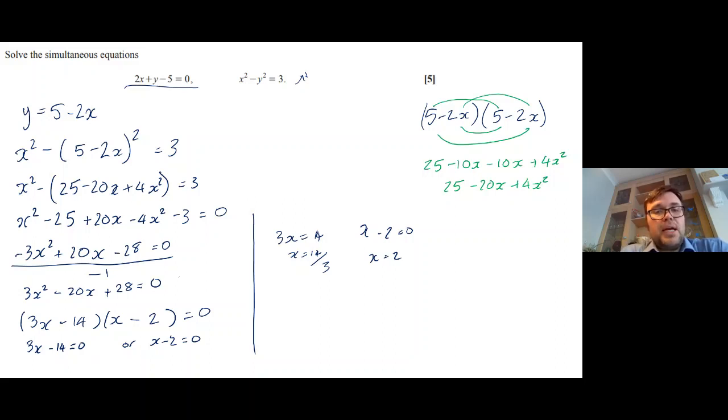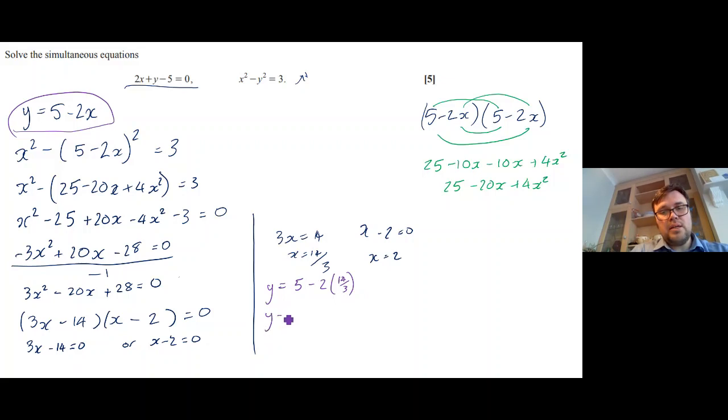Now we need to stick it back in to solve it for y. We have our x values and we have our y values. I'm going to change color again. So this time you're going to put x into this equation. There's no point in putting it back into the x squared minus y squared equals 3 because it's just going to make things more awkward. So we put in y equals 5 minus 2, 14 over 3.